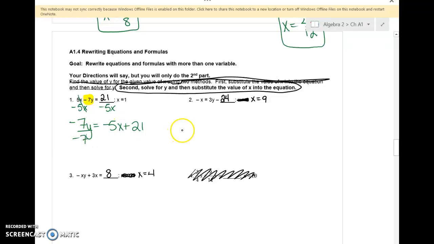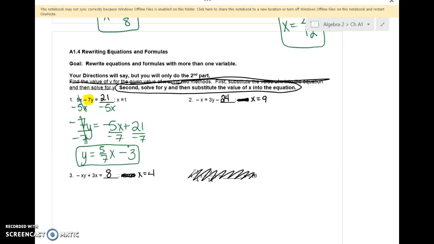You can divide everything by negative 7, but it's honestly easier to divide each individual term by negative 7, because then you can simplify things a little bit easier. So y equals negative 5 over negative 7 is positive 5/7 x, and 21 divided by negative 7 is negative 3. That is our equation solved for y.